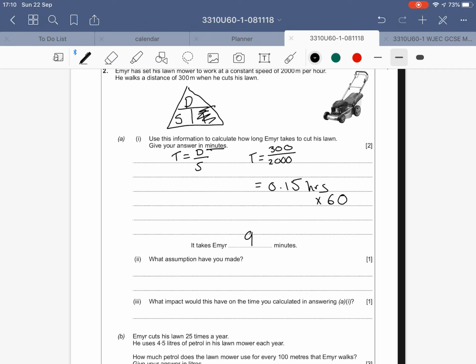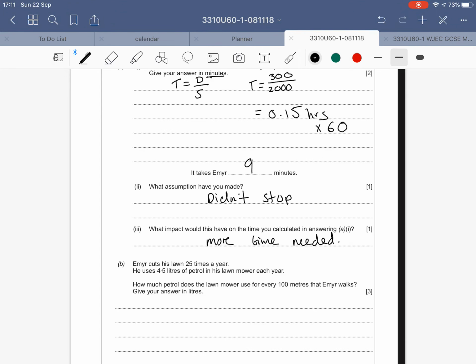He doesn't run out of petrol. So I'm just going to put that he doesn't or didn't stop. What impact would this have on the time? Well, you would have more time. More time would be needed. If he stopped, obviously it's going to take longer than 9 minutes, depending on how long he stops for.